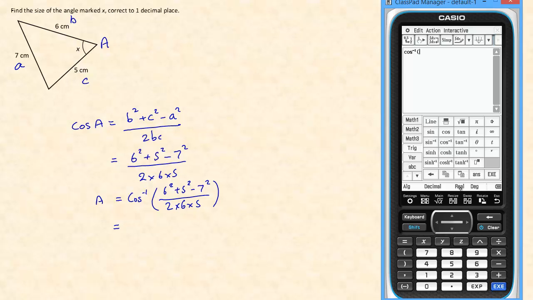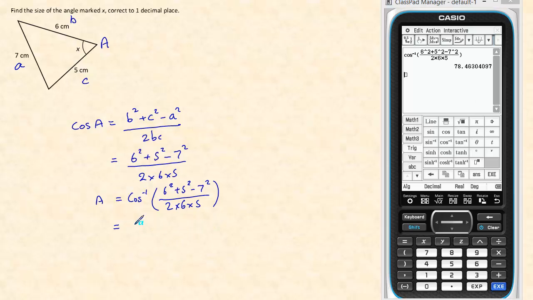So the inverse cosine of 6 squared add 5 squared take away 7 squared all over 2 times 6 times 5, and that gives me 78.5 degrees, like so. Now note, there's no possibility of an ambiguous case with the cosine because the cosine is not positive at all in this region here.